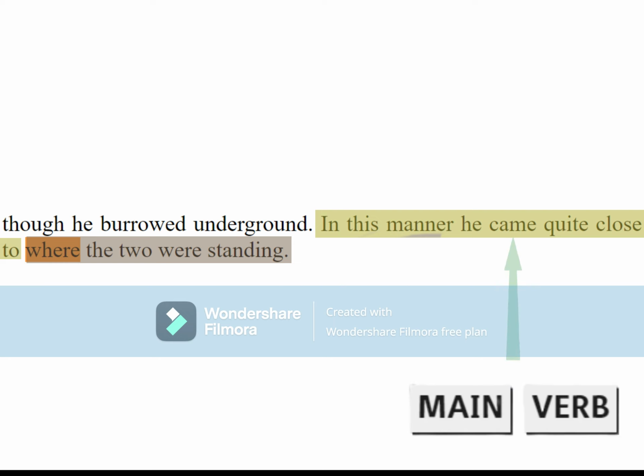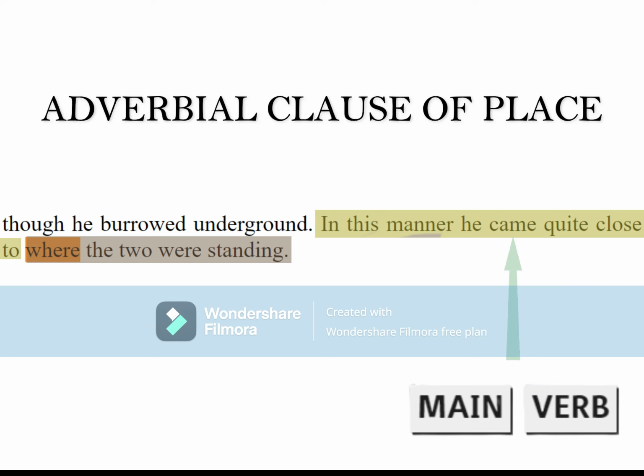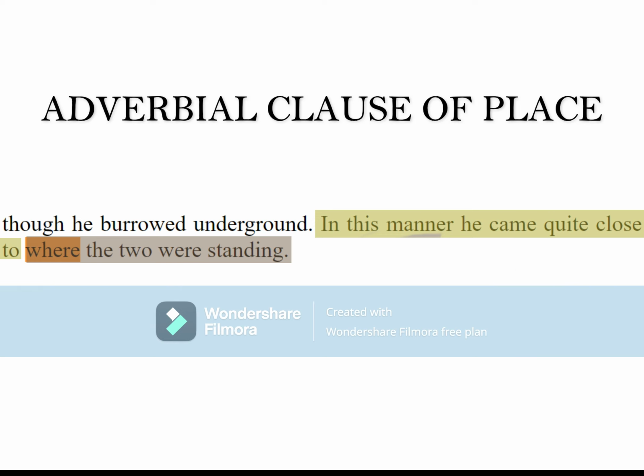In this case, the adverbial clause post-modifies the main verb, came close to, and provides information about the place of it. We can assume that this is an adverbial clause of place, and this type of clause indicates where something happens.